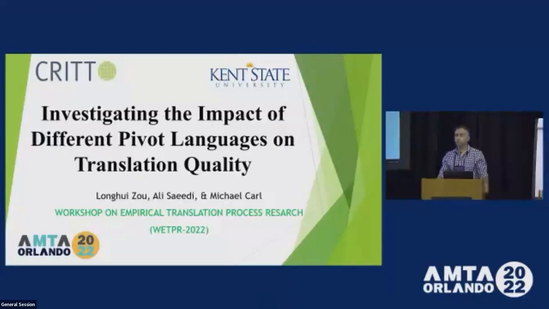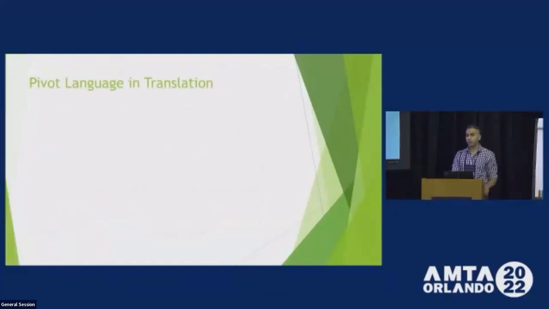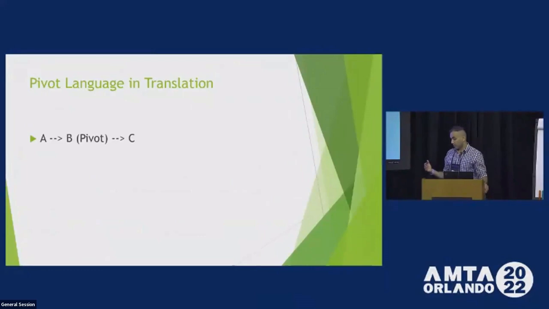Today I'll be presenting our research investigating the impact of different pivot languages on translation quality. So first, I would like to situate our research. Since our research deals with different pivot languages in translation, it's worth mentioning that translation through pivot language is translation from language A to language C through an intermediary language B, which we call the pivot language.